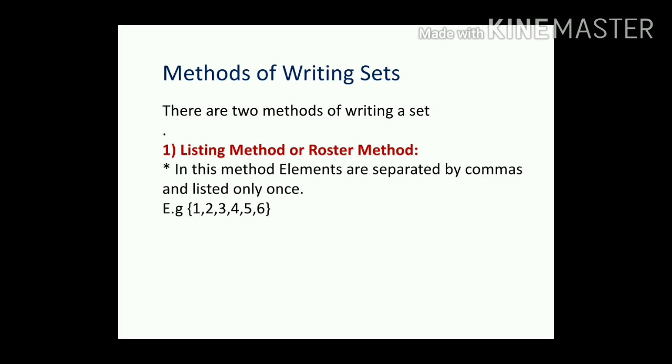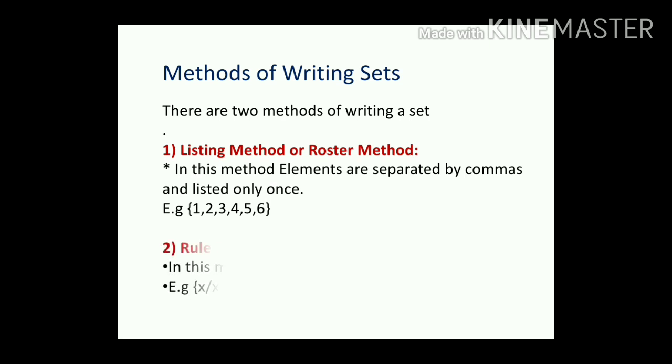Here children, in this method, elements are separated by comma. Means after every element we have to put comma, and an element should not be repeated. Example, open curly bracket, 1. 1 is an element children. After that comma, 2, 3, 4, 5, 6. Here children, after every element, we have taken comma. Children, it is compulsory in the listing method.